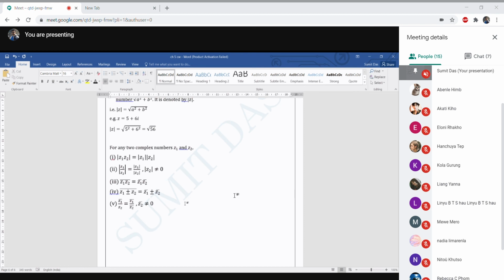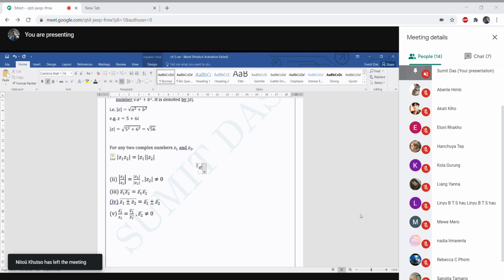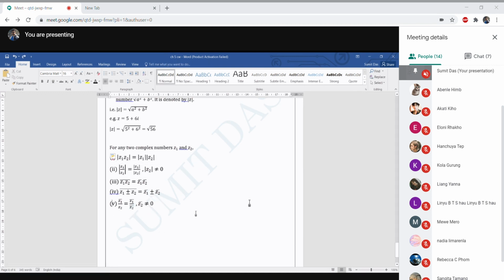we may use later. A few properties: modulus of z1 z2 is equal to modulus of z1 times modulus of z2. You can prove all these one by one by taking any two complex numbers. I'm giving you one proof only, for number 1. Here I'm giving one example.